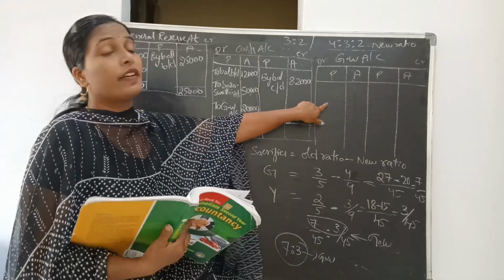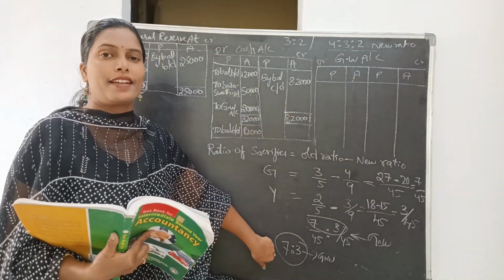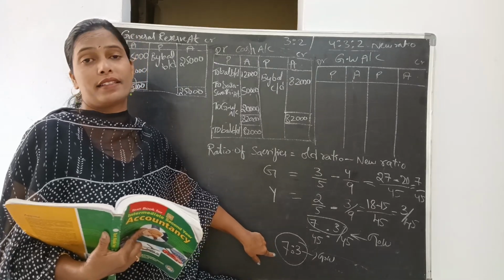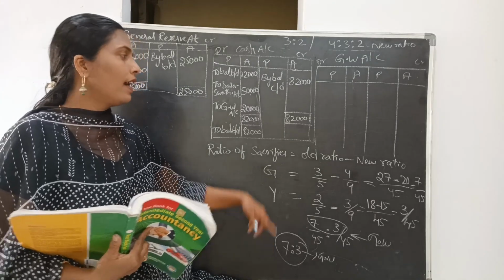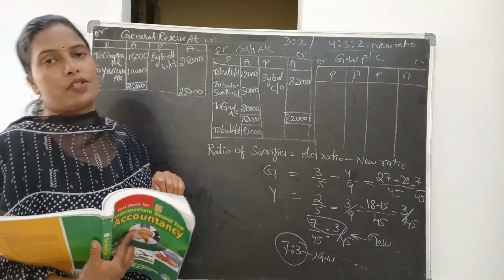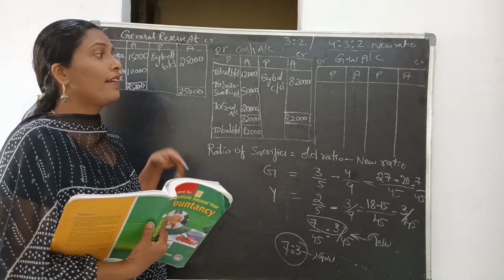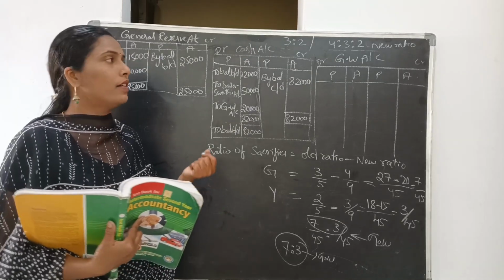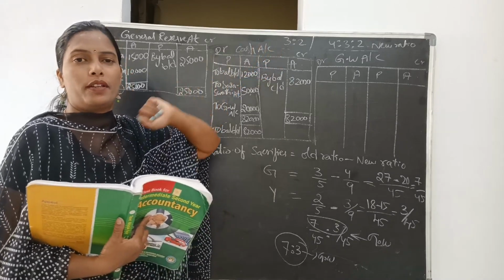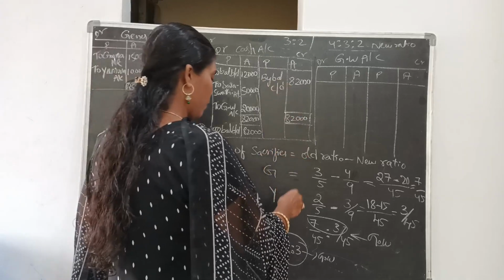So when we are preparing the goodwill account, at that time only we need to take the ratio of sacrifice. And the remaining profits and general reserve we distribute according to the old ratio. Okay, so now we will distribute goodwill.